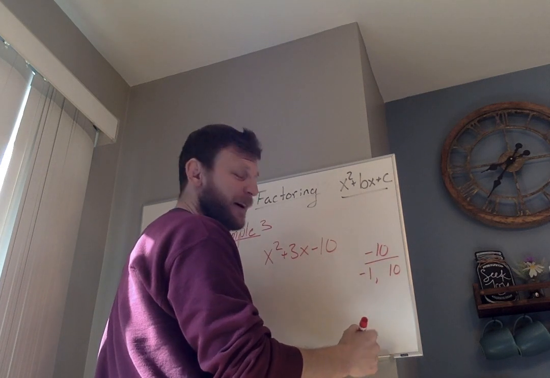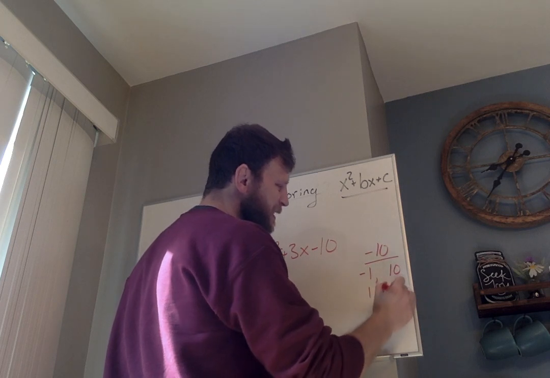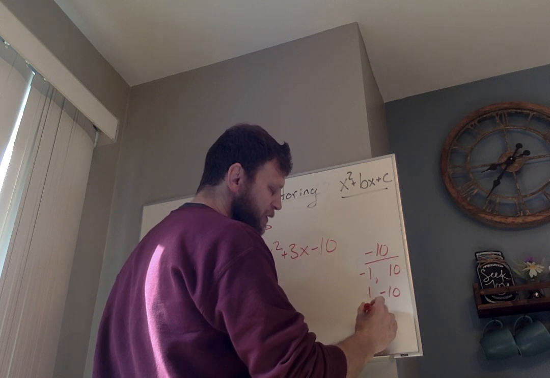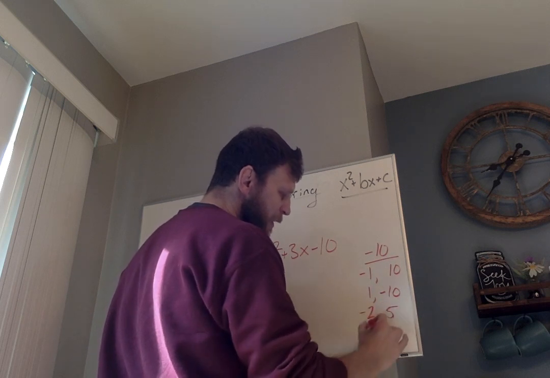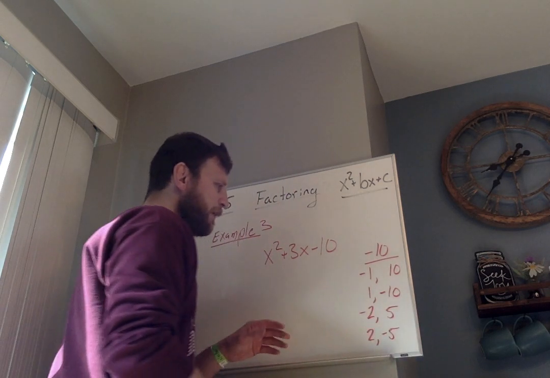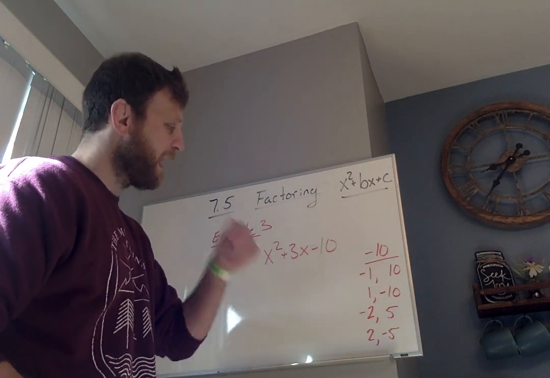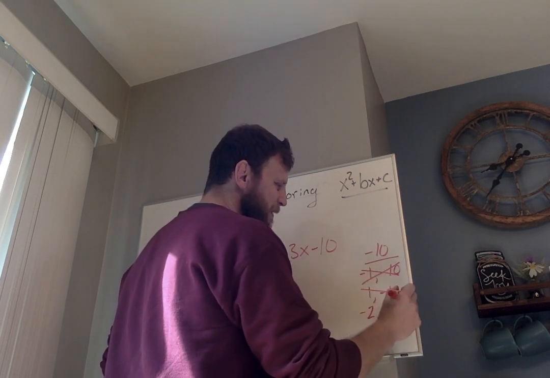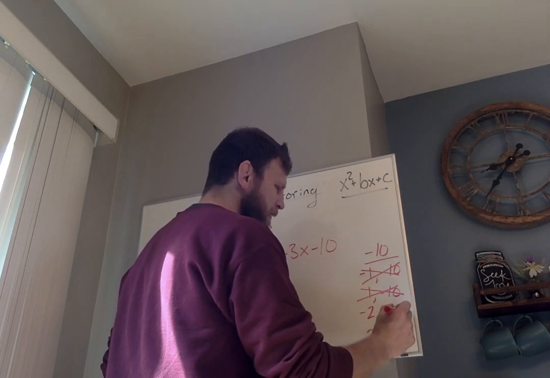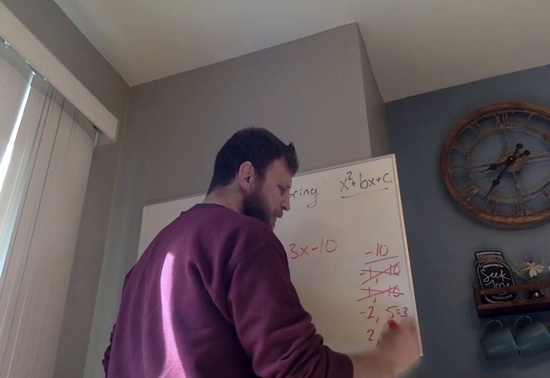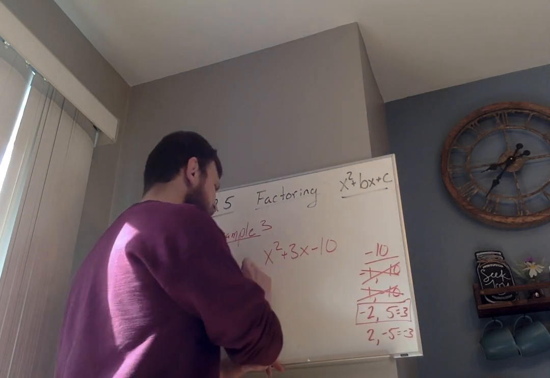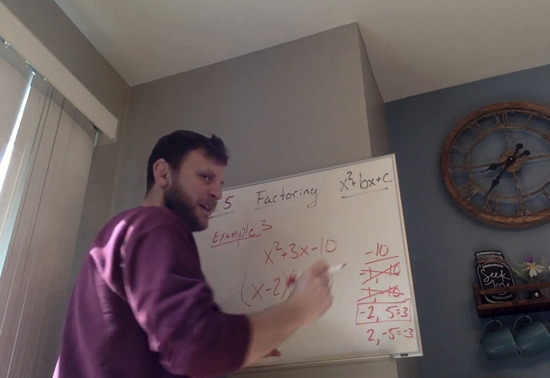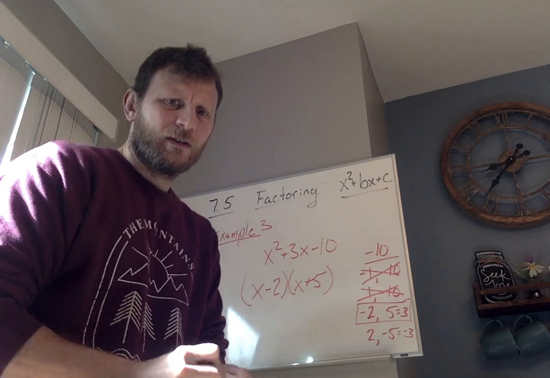And now I have to talk about, well, maybe the 1's positive and the 10 is negative. So it's 1 and -10. Well, what about 2? Could be -2 and 5, or it could be 2 and -5. Now I want to find which pair of factors add up to +3. Well, that one adds up to 9. That one's -9. This is 3, and this is -3. So I want this one. So it's going to be x minus 2 times x plus 5. There we go. Okay.